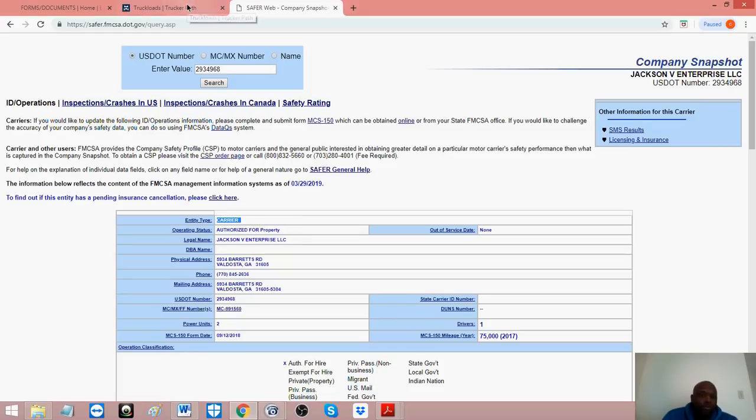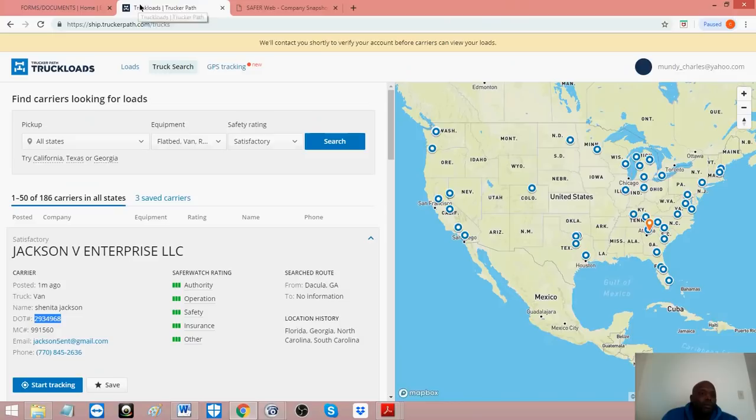So let's go back. Shanita Jackson. And they're a drive-in. So hopefully they're a drive-in, because sometimes they'll post vans as being box trucks, 26-foot box trucks. So you have to be able to differentiate and understand. So let's see what.